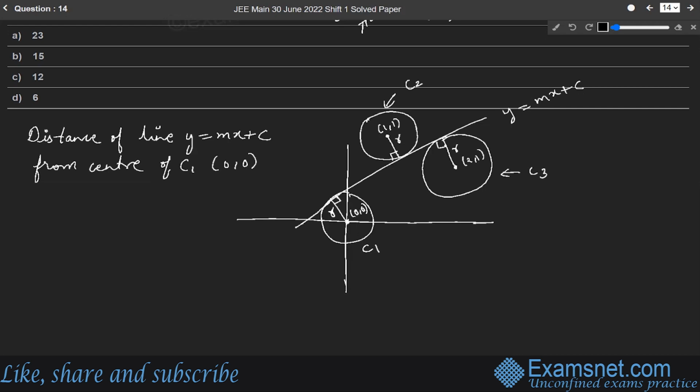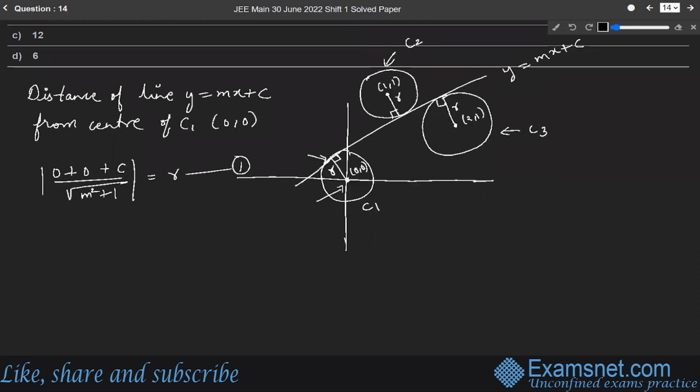So we have to find the perpendicular distance from the line to the center of the circle. So perpendicular distance is always mod of (0 plus c) divided by under root of (m square plus 1). And this is basically equal to the radius of the circle, right? Because you can see that the distance here from the center to this line is actually the radius. So it is equal to r. Consider it as equation number 1.